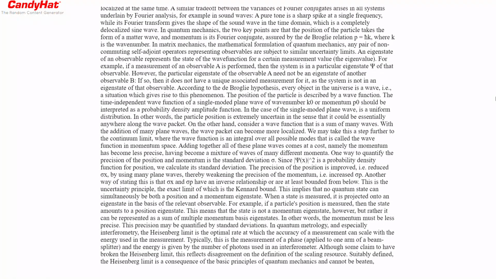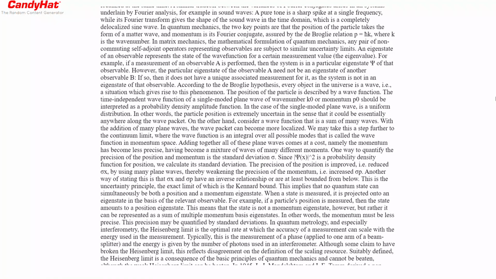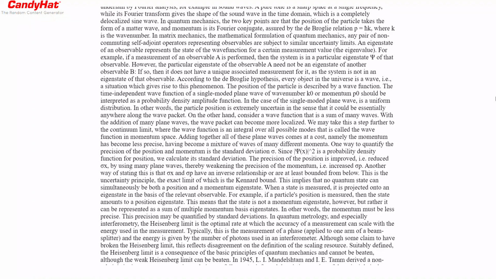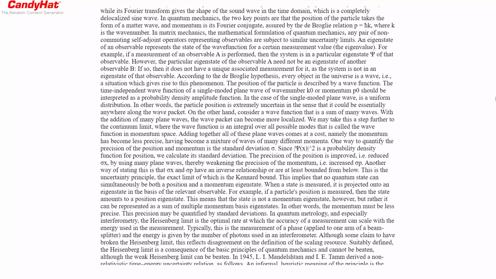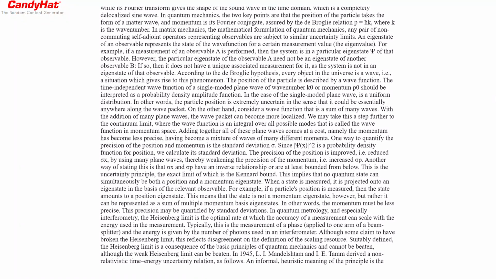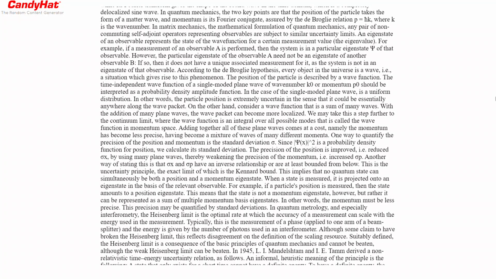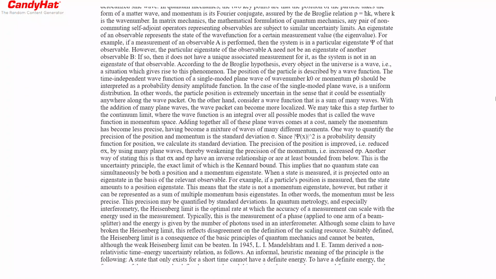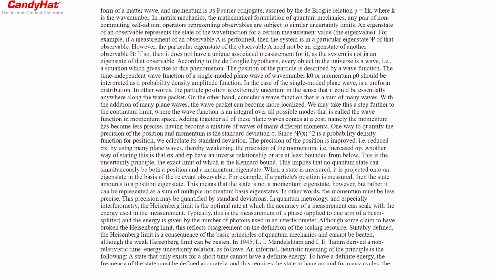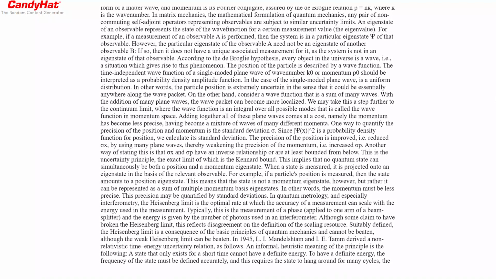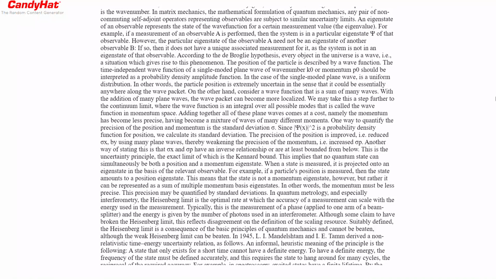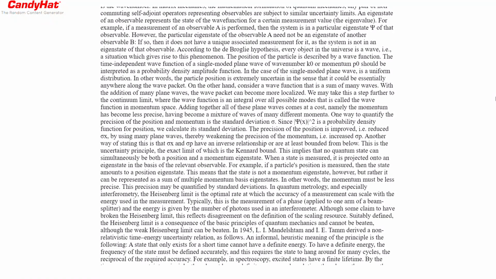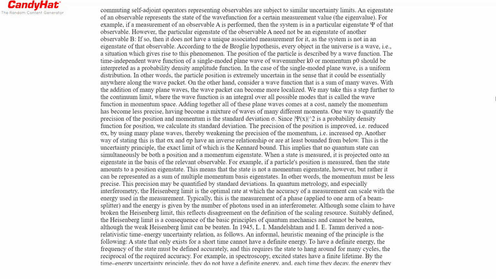This precision may be quantified by standard deviations, in quantum metrology, and especially interferometry. The Heisenberg limit is the optimal rate at which the accuracy of a measurement can scale with the energy used in the measurement. Typically, this is the measurement of a phase, applied to one arm of a beam splitter, and the energy is given by the number of photons used in an interferometer. Although some claim to have broken the Heisenberg limit, this reflects disagreement on the definition of the scaling resource. Suitably defined, the Heisenberg limit is a consequence of the basic principles of quantum mechanics and cannot be beaten, although the weak Heisenberg limit can be beaten.